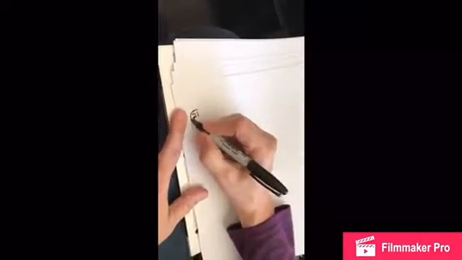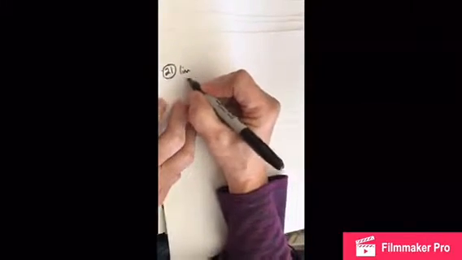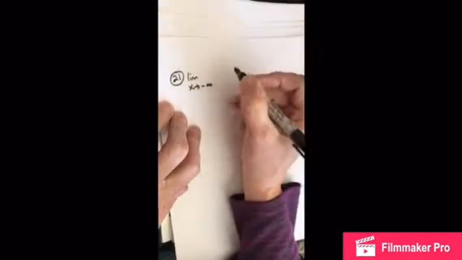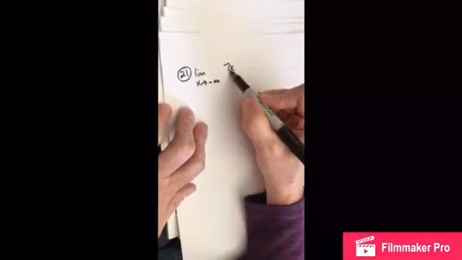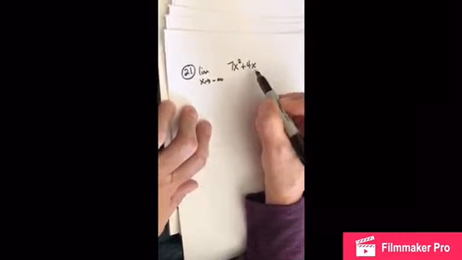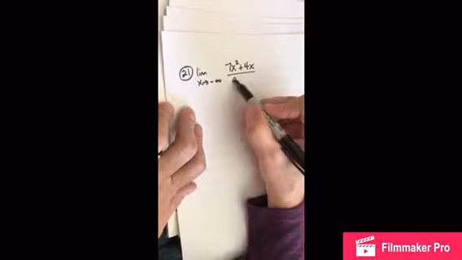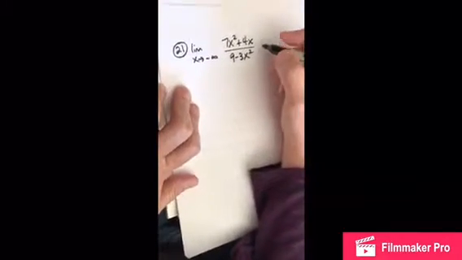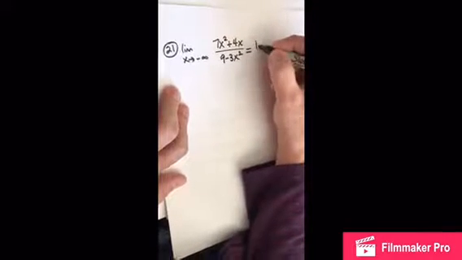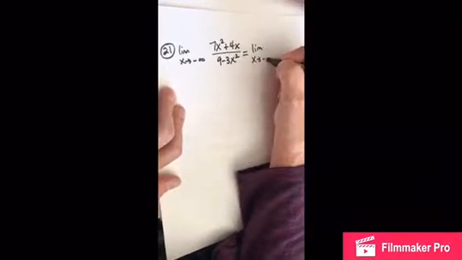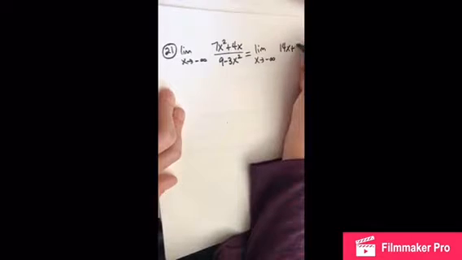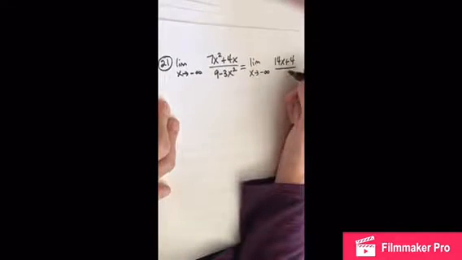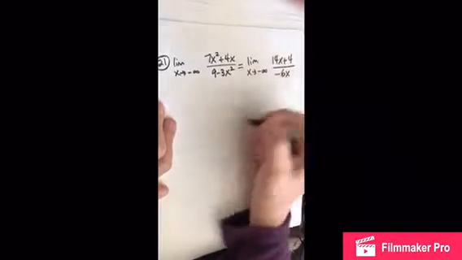Number 21. Limit as x approaches negative infinity of 7x squared plus 4x over 9 minus 3x squared. Again, you're going to get L'Hopital's rule. The requirements are met. So we just take the derivative of the numerator, which is 14x plus 4, over the derivative of the denominator, which is negative 6x.